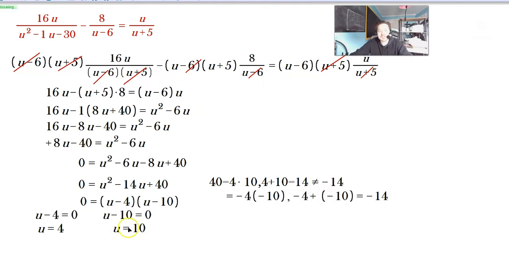Now notice something. These values are both acceptable. What I mean by that is, whenever you have a rational equation, you have to be concerned that you might end up dividing by 0, but we don't have that here. You can check for yourself. If you plug, for example, 4 into the original equation up here, and you work through it, you will not have a 0 in the denominator. If you plug in 10 and you work through it, you'll see you will not have a 0 in the denominator, okay? So that means our solutions are essentially these two values, u equals 4 and u equals positive 10.